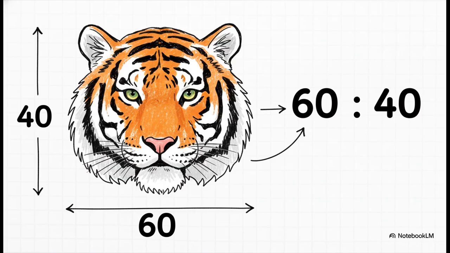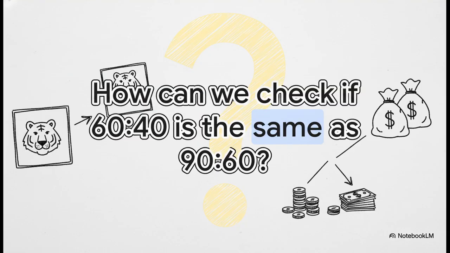So let's go back to our perfect tiger. For image A, the ratio of its width to its height is 60 is to 40. That's it. It just means for every 60 units of width, you have 40 units of height. See? Simple. But this brings up a good question. The numbers 60 and 40 are different from 90 and 60. So how can we prove that they represent the exact same perfect tiger shape? Is there an easy way to check?